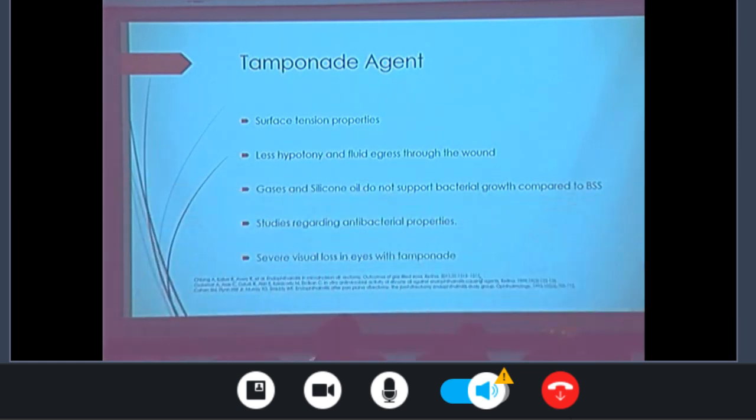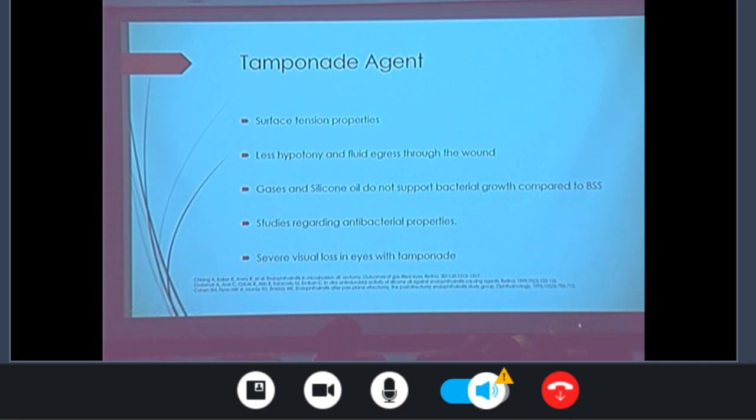There's also suspicion that these agents do not allow for proper bacterial growth. For example, some studies have immersed different types of microorganisms like staph or strep or pseudomonas into silicone oil, and they have realized that after a period of 7 to 21 days, these colonies that were intended to grow reduce significantly, and in some cases even disappear. So they have claimed that the silicone oil has some sterile nature to it.